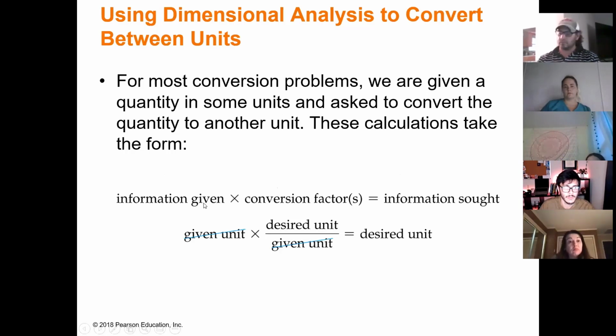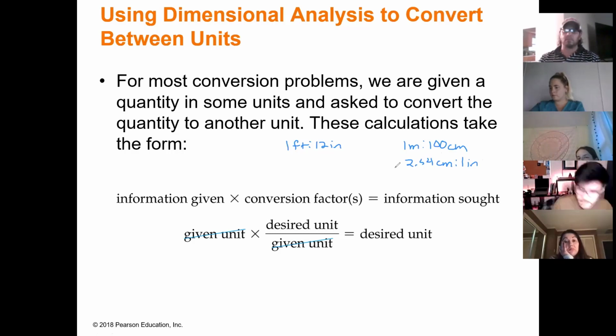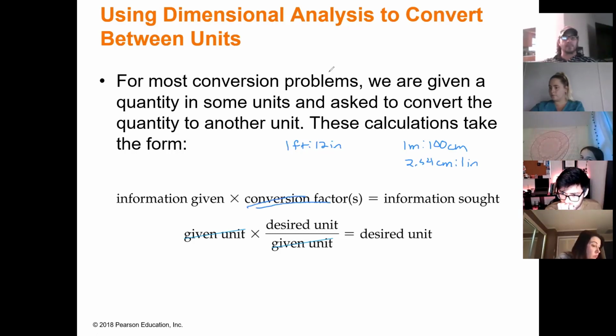You have a given piece of information, you multiply it by some sort of conversion factor. And what is a conversion factor? A conversion factor is an equivalency or any two things that are equal to each other. So 1 foot is equivalent to 12 inches. That's a conversion factor, okay? 1 meter is equivalent to 100 centimeters. That's another conversion factor, okay? 2.54 centimeters in every 1 inch. That's another conversion factor. How many conversion factors are there in the world? Oh my gosh, there are as many as there are units and combinations. So you don't need to memorize the actual conversion factors. You just need to be able to reference them.